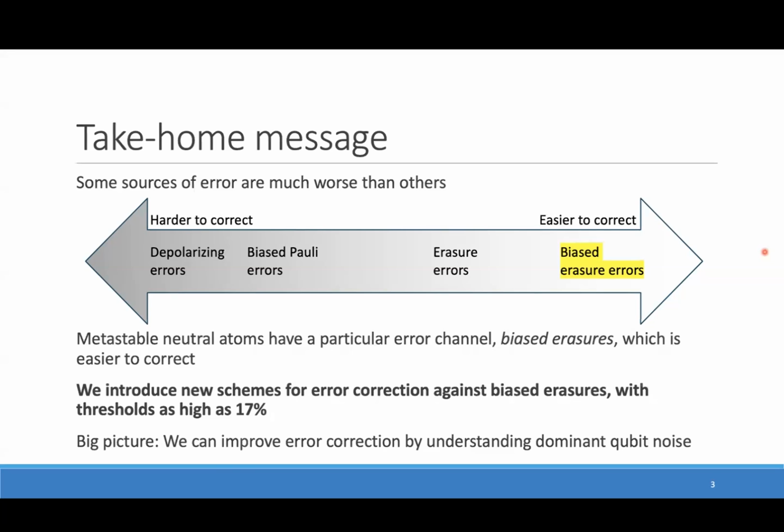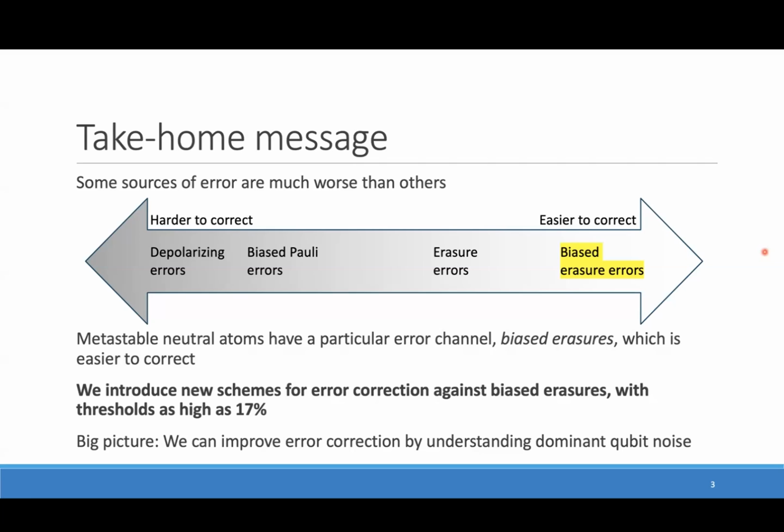And what I'm going to be talking about in this talk is a kind of new error model that we've introduced that's inspired by the particular Rydberg atoms we're working with. We're calling it biased erasures. So these metastable neutral atoms we're going to be looking at have a particular error channel that I'll explain in a second. And this error channel is even easier to correct than erasure errors. And so given this error channel, we're going to introduce new schemes to correct these biased erasure errors that have drastically higher thresholds, meaning that we can tolerate a lot more of these errors and still be able to perform a computation reliably. So our thresholds can be as high as 17%, meaning that for every 2-qubit gate, we can have a 17% chance of having a biased erasure, and we can still correct our errors.